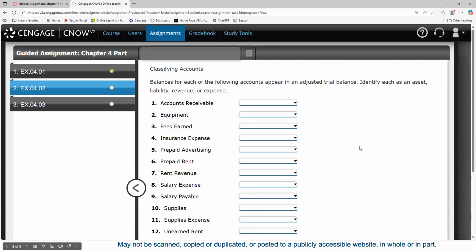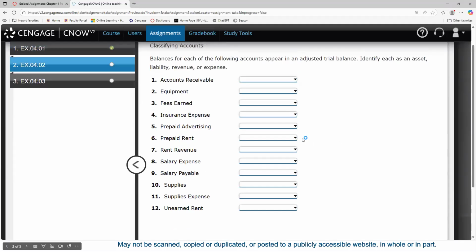All right. So now we have balances for each of the following accounts appearing in an adjusted trial balance. Identify each as an asset, liability, revenue, or expense. So again, pretty simple. This is like review stuff for us. Accounts receivable, asset, right? That's money we've earned but have not yet received. So it's money owed to us.